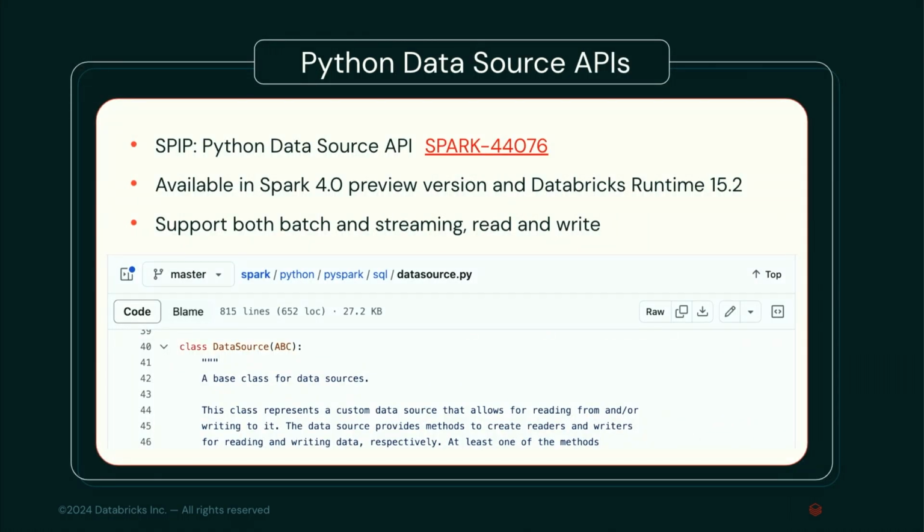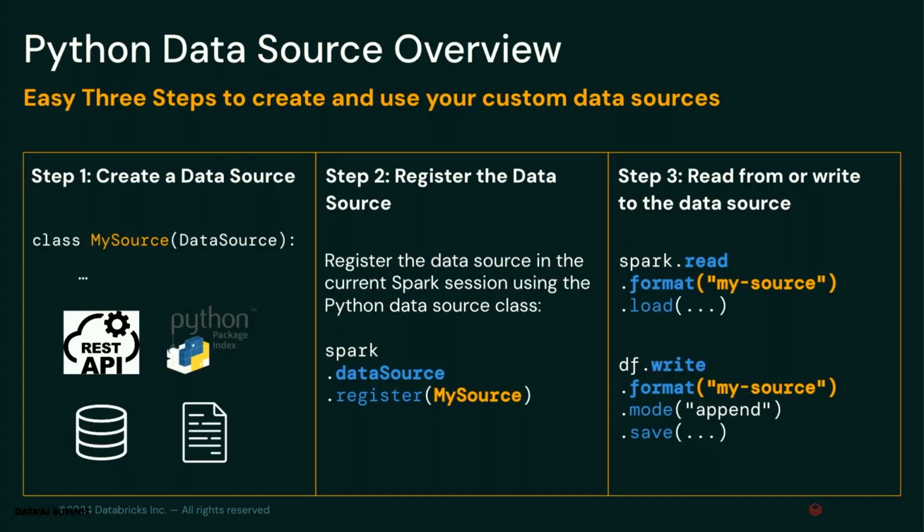So here's the progress. We had the SQL API for the Python data source last year, and it's available in the Spark 4.0 preview release already. It supports both batch and streaming, read and write. Here's an overview of how you can use it, in three very simple steps. First, you define your data source class, extending the Python API, and you can do whatever you want in the implementation, like calling a REST API, reading a database, or reading files. Next, you register this data source with the new PySpark API, like spark.dataSource.register. Finally, just as with a normal data source, you use the familiar API, spark.read.format, to load and save this data source.